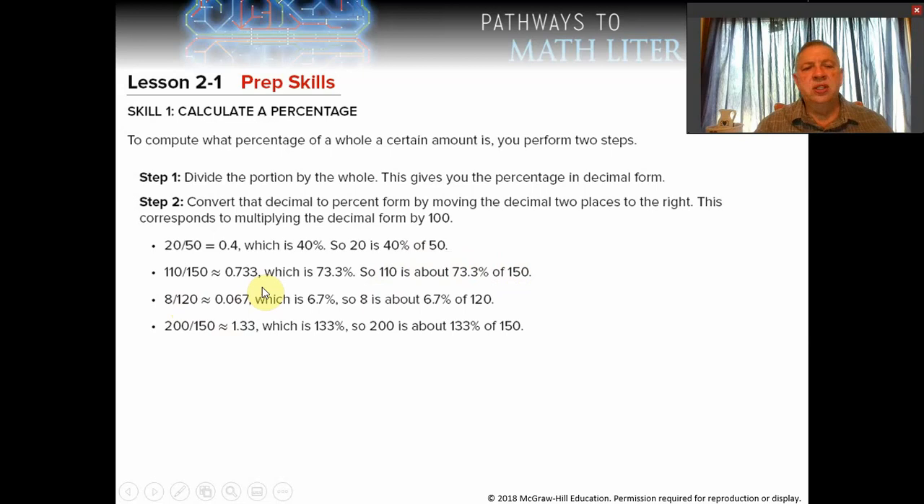So 8 divided by 120 is 0.067, or 6.7%, so 8 is about 6.7% of 120. 0.067 times 120 would give us that 8.